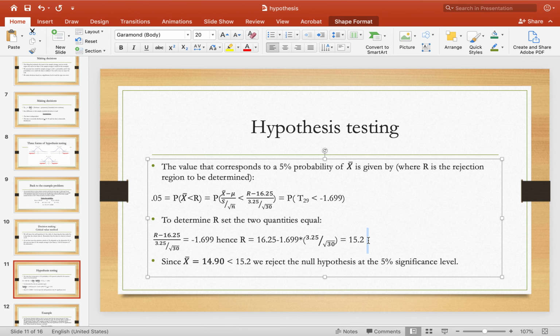That's $15.2 an hour. Since I observe a sample average with 30 observations of 14.9, which is less than 15.2, we reject the null hypothesis at the 5% significance level. If my significance level was different, it might affect my conclusion. Okay? So our conclusion is to reject.